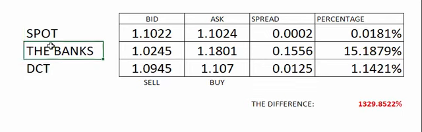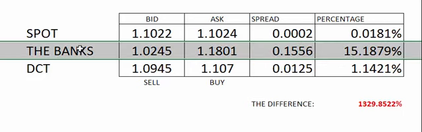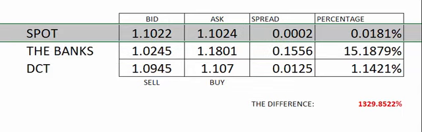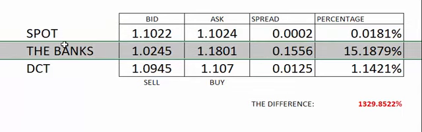But now let's take a look at the banks row. So the banks have a bid which is 102.45 and an ask which is 118.01. The spread is 0.15 or 15%. So you can see the difference between the spot price and the bank quoted price for you when you're sending money to Europe or Brazil or India or wherever is massive. This is a spread so wide, as they say, you could run a truck through it. And what's the difference here between 15% and 0.01%? You've got it right. That's profit for the banks.